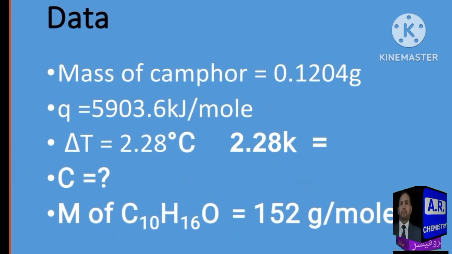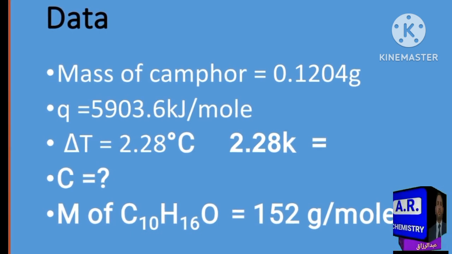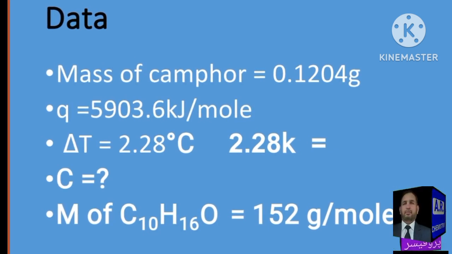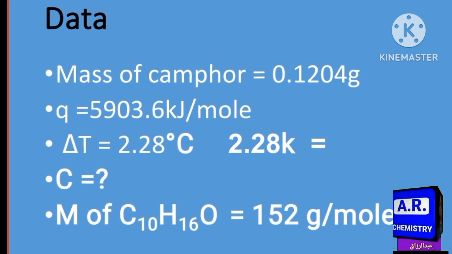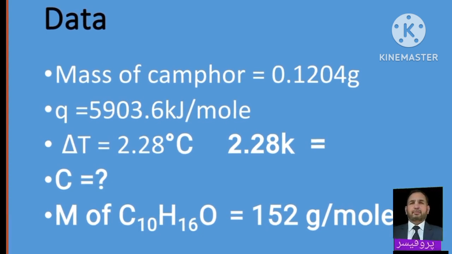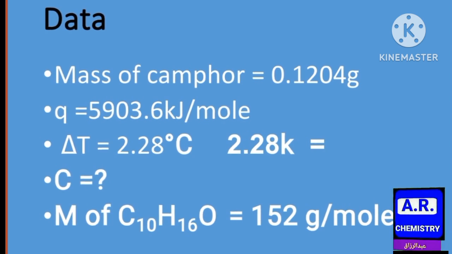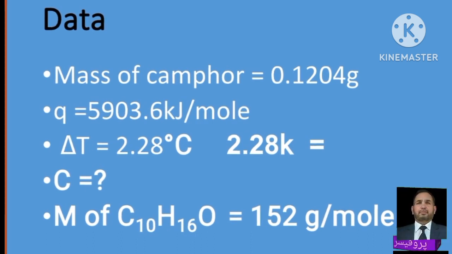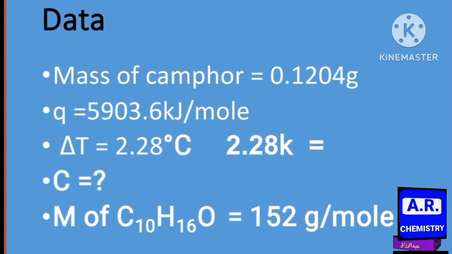Now, write the data which is given in the question. That is, the mass of the camphor which is given is 0.1204 grams. The heat of combustion that is given is 5903.6 kilojoules per mole, and the increase in temperature is 2.28 degrees Celsius or 2.28 Kelvin. And next, you are to find the heat capacity in this question.